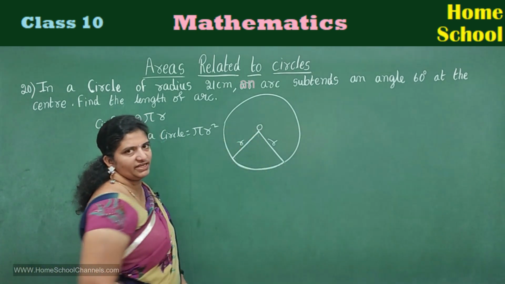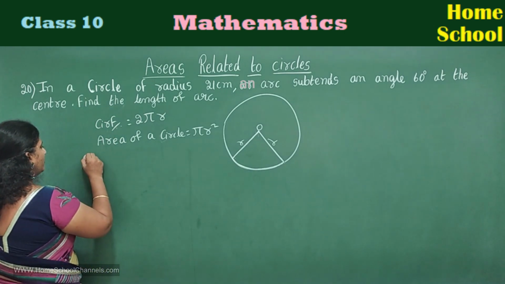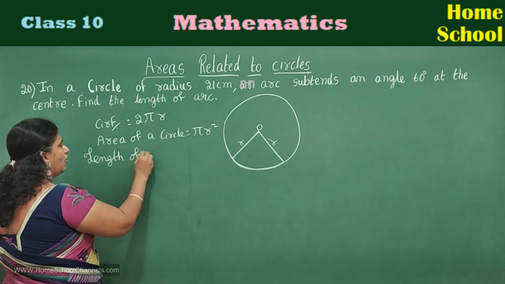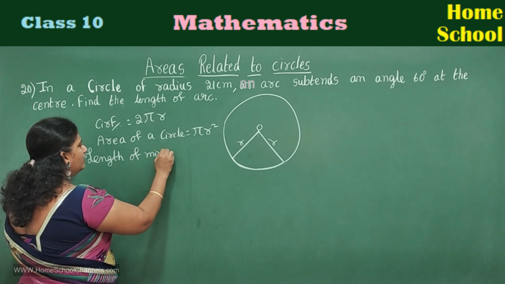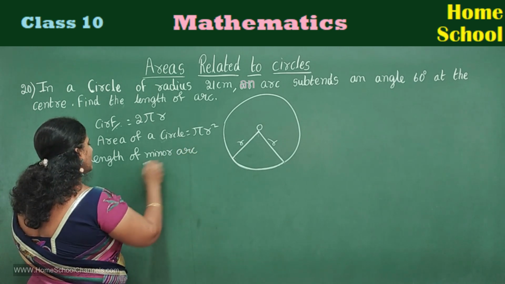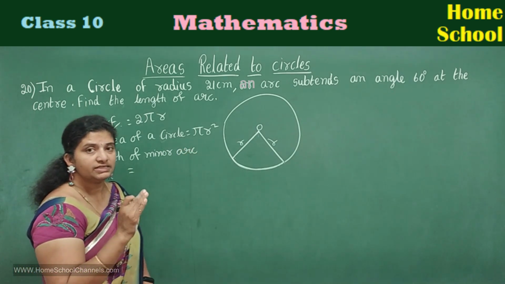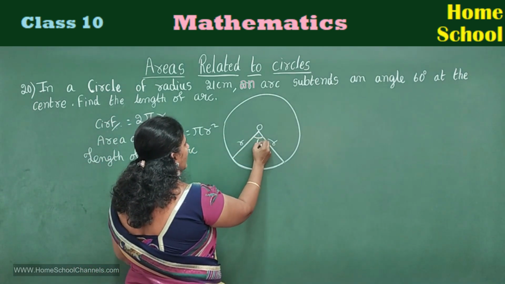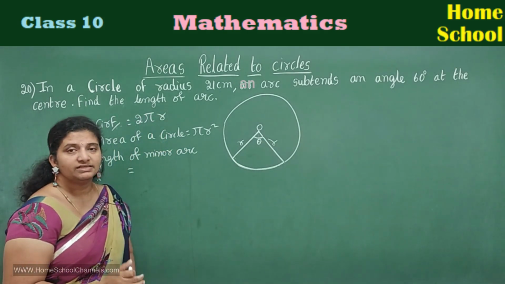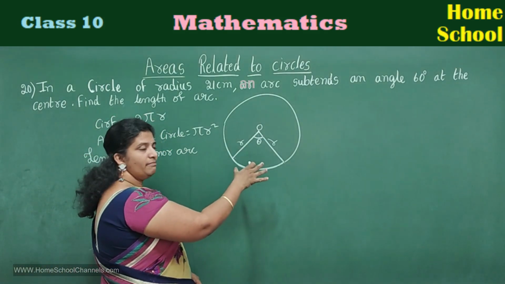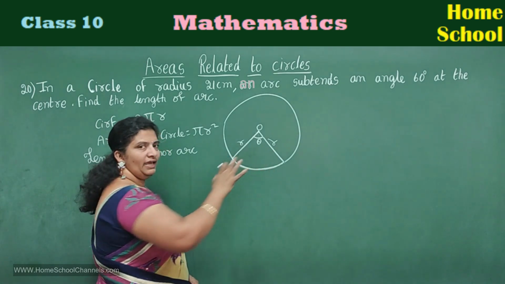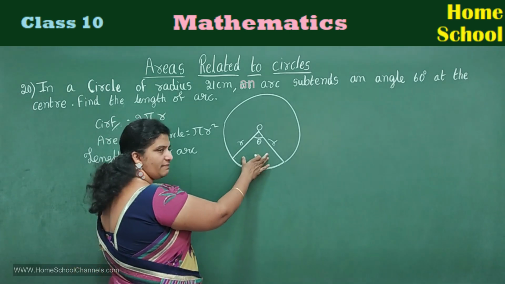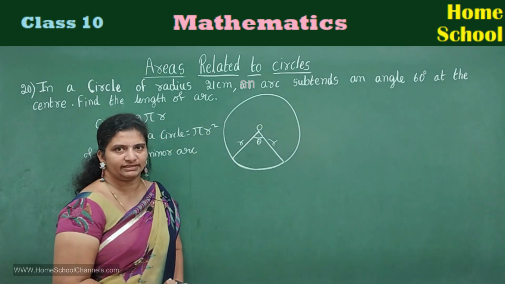Minor arc, major arc. Formulas. What formula do we need here? Length of minor arc or major arc. Don't confuse the formulas. Suppose the sector angle is theta. The region bounded by two radii and an arc of a circle is called a sector. This is the minor sector, this is the major sector.